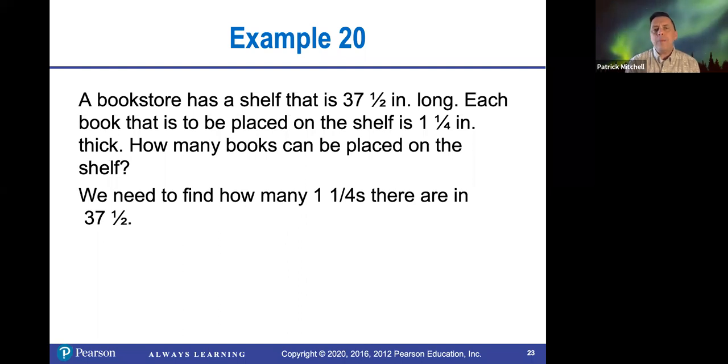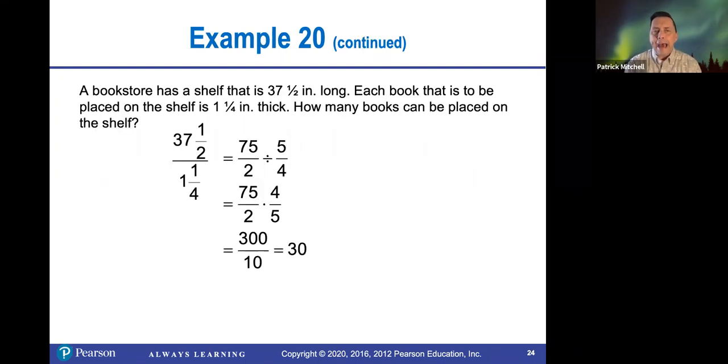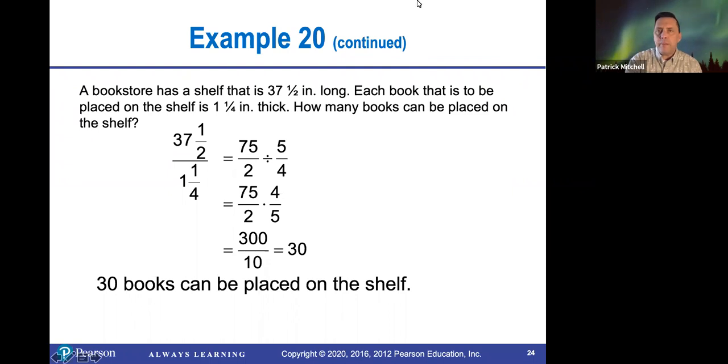So we need to find out how many 1 1/4s there are in 37.5. That's a division problem. 37.5 divided by 1 1/4 is 75 halves divided by 5/4. That's what those two mixed numbers are as improper fractions. Dividing by 5/4 is the same thing as multiplying by 4/5. And when you multiply these together, you get 300 over 10, which is 30. So this shelf will hold exactly 30 books with no room left over.